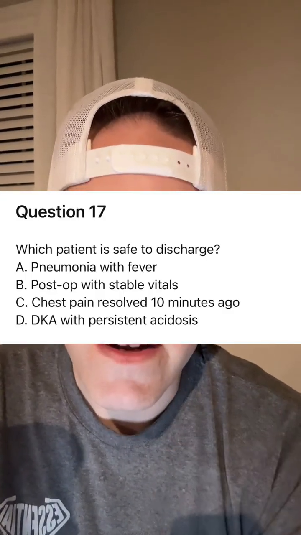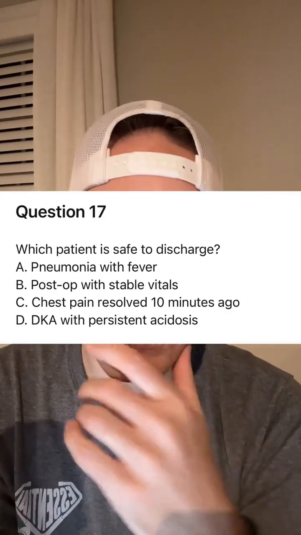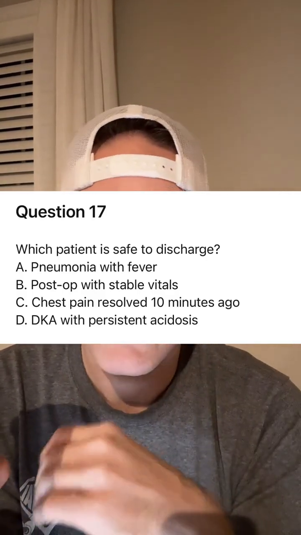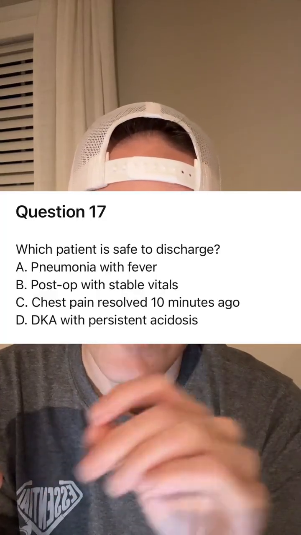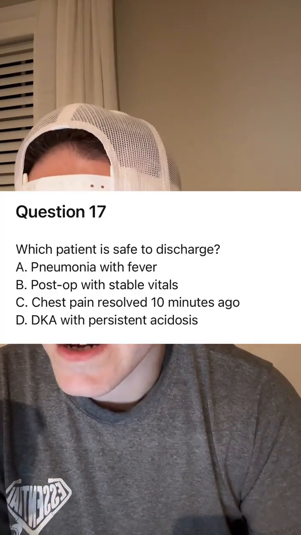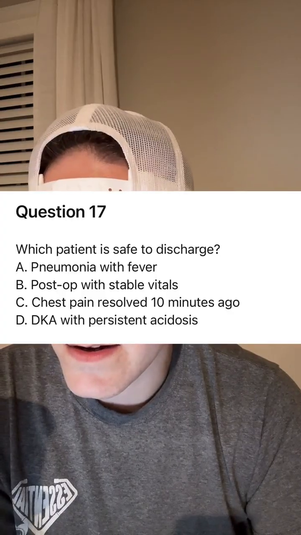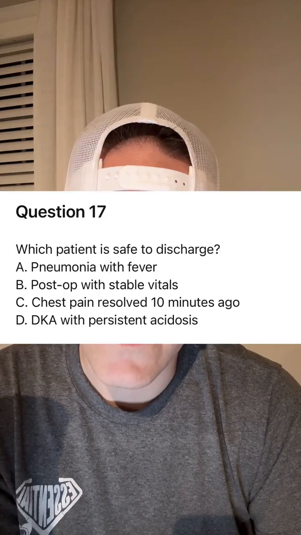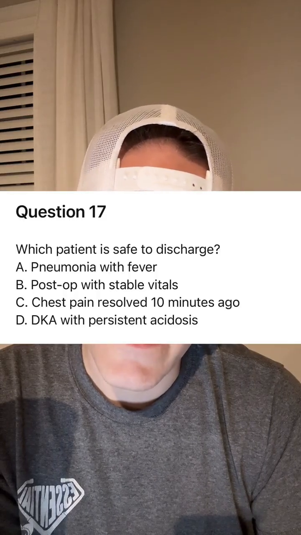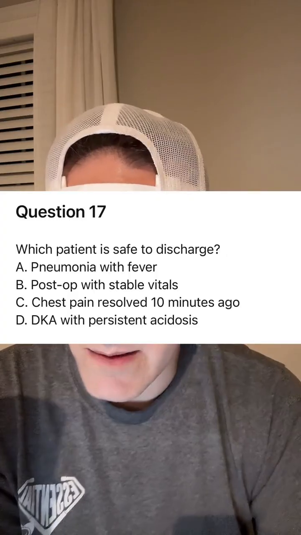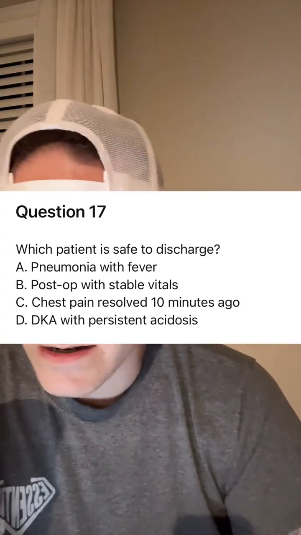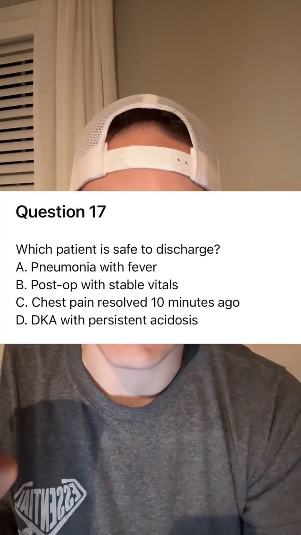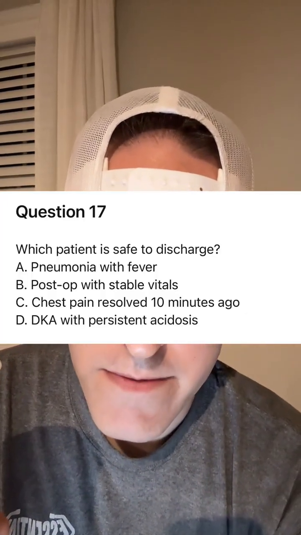And 17. Nope, that's the next one. Which patient is safe to discharge? Pneumonia with a fever, post-op with stable vitals, chest pain resolved 10 minutes ago, or DKA with persistent acidosis. This one should be pretty straightforward as well. Post-op with stable vitals, 100%. That stable post-op patient who meets the discharge criteria and shows no signs of complication can absolutely get out of here. Thank you, see you later.